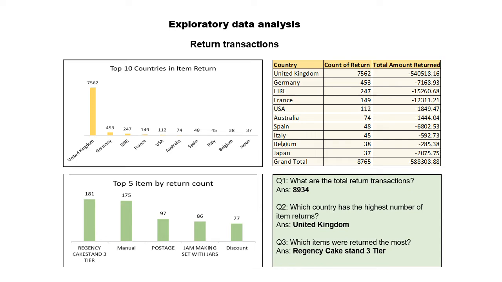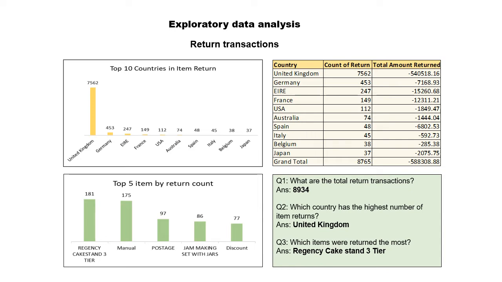Okay, so exploratory data analysis. During data cleaning, we came across some returned transactions, which numbered around 8934. We have created some visualizations in these bar charts. In this bar chart, we selected the top 10 countries in terms of item returns. Most of them are from the United Kingdom, so the United Kingdom is leading in returning items.